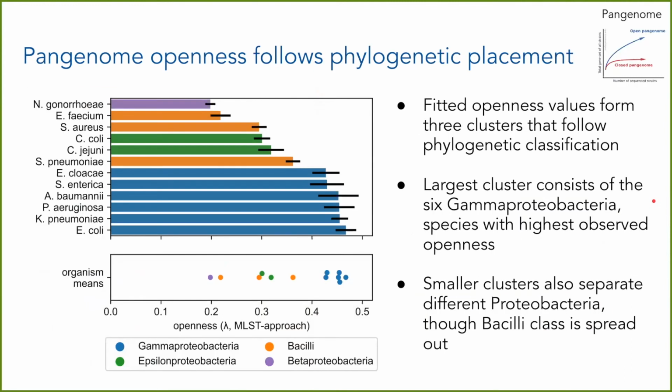Now looking at the actual openness values that we got from this MLST-controlled Heaps' law, we have on the left the organisms sorted by the openness estimated using Heaps' law and color-coded by their phylogenetic class. We find that the openness values we get from this approach fall into these 3 clusters that separate roughly by their phylogenetic class. Most strikingly, this cluster of the most open organisms corresponds to the 6 gamma proteobacteria in our dataset. And these 2 smaller clusters for less open organisms are somewhat distributed with regards to the 3 bacilli species that we looked into, but also do a good job of separating out the other proteobacteria classes in our dataset.